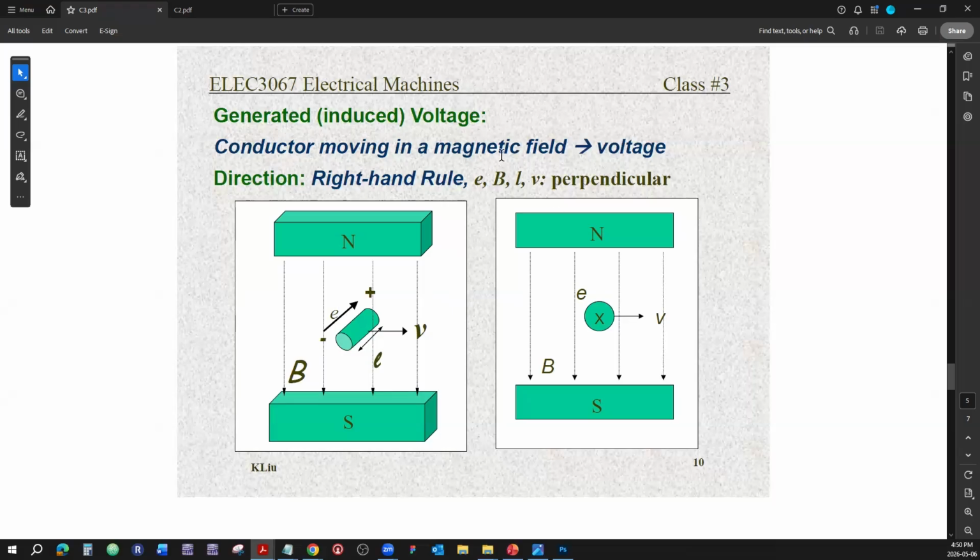So that's the generator rule, or the generator concept. The idea here is that we can generate voltage by moving the conductor, or we can create movement by physical movement of the conductor by introducing voltage to it. Okay.